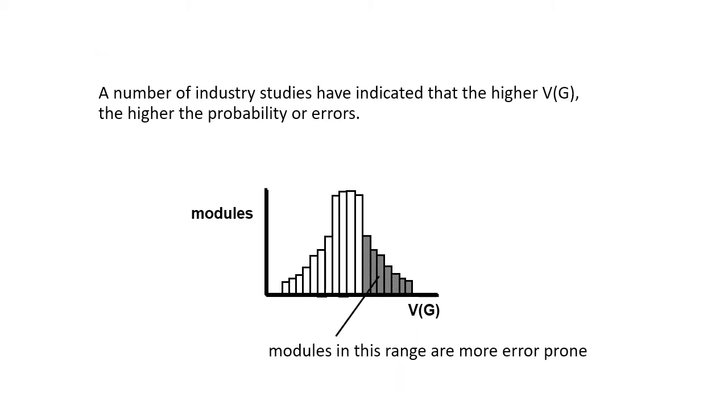Talking about cyclomatic complexity, a number of studies indicate that the higher our VG, the higher the probability of errors. So our focus will be on simplifying our code and programs in each component, so that we can have a lower probability of errors.